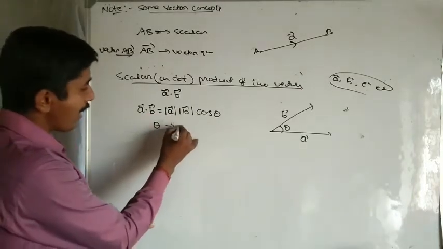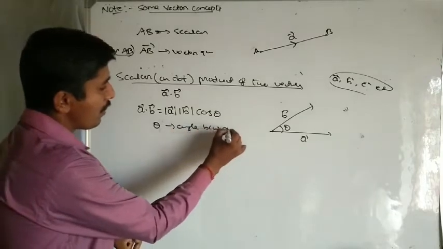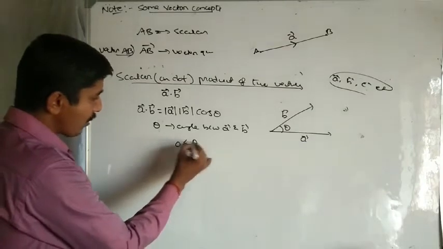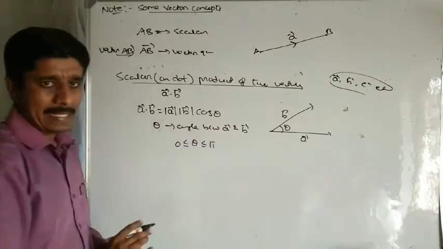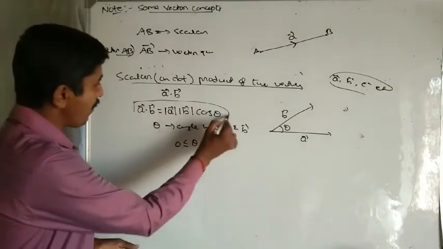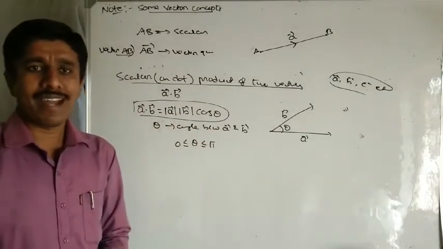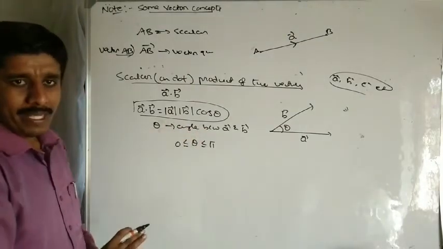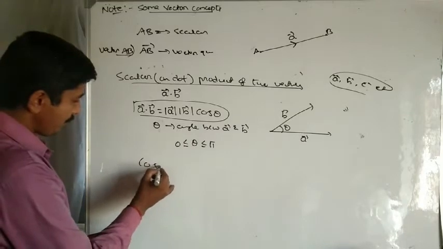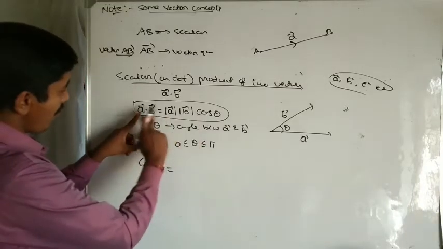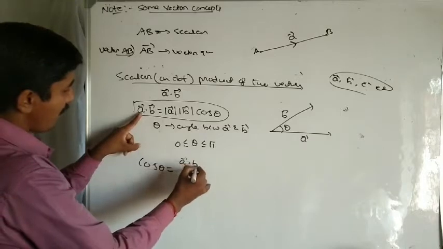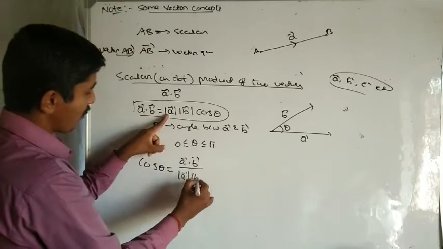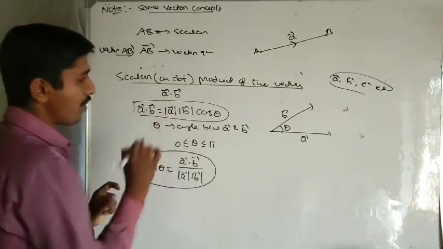Here theta is the angle between vector A and vector B, and theta value is greater than or equal to 0 and less than or equal to pi. This is the definition of scalar product or dot product of two vectors. Then what about cos theta? From the definition, cos theta equals vector A dot vector B divided by magnitude of vector A into magnitude of vector B. Mind it, very important formula.